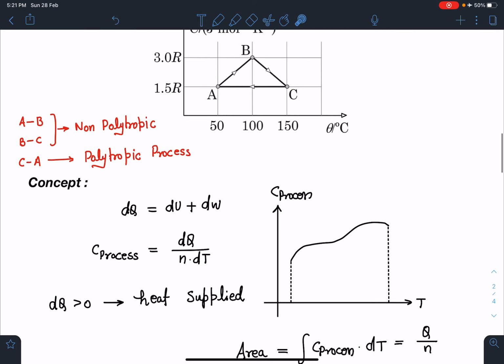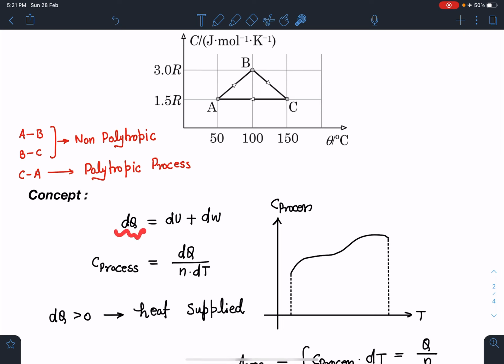Now we know from the first law of thermodynamics that heat supplied or rejected by the gas, one part of this will change the internal energy, and the rest will be used for work done. And C process, by definition, is heat required to change the temperature of 1 mole of a gas by 1 degree, which is dQ by n dT. Luckily here 1 mole monatomic gas is given, though it was not required whether the gas is monatomic or not, but the number of moles was required, so 1 mole is given here. If dQ is positive, then heat is supplied to the gas, and if dQ is negative, heat is rejected by the gas.